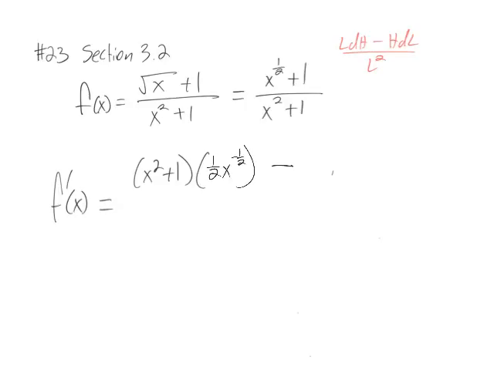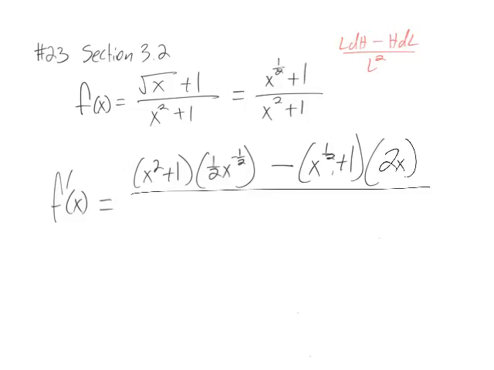Then we do minus high, x to the 1/2 plus 1, times the derivative of the denominator, which is going to be 2x. And all of that goes over the denominator squared. Now, if you're doing WebAssign, I don't think you have to do any kind of simplifying at all. As long as the derivative's right, you should be good, okay?